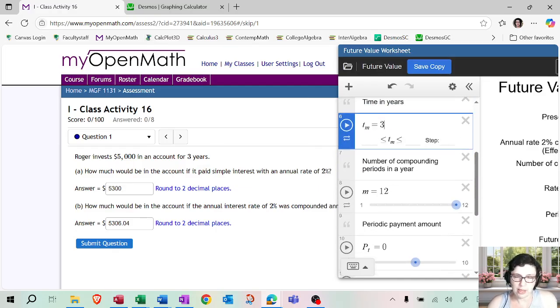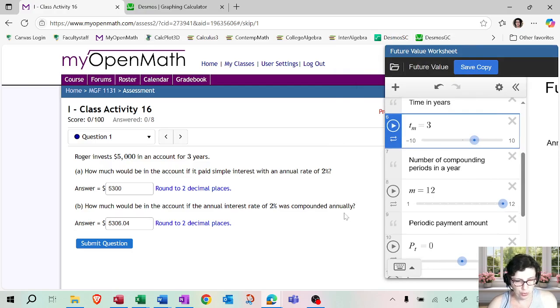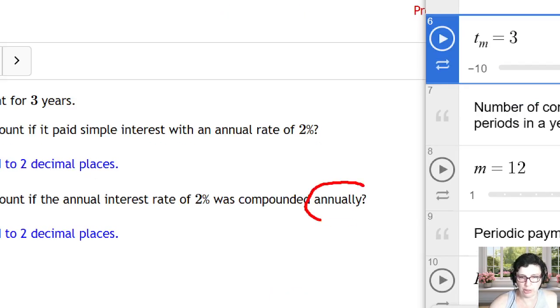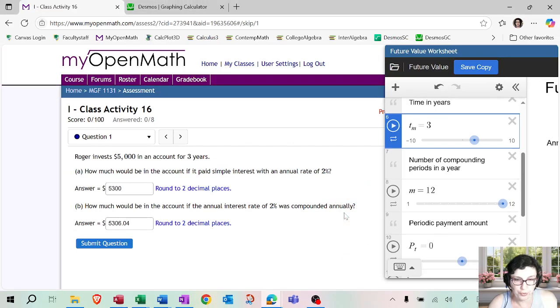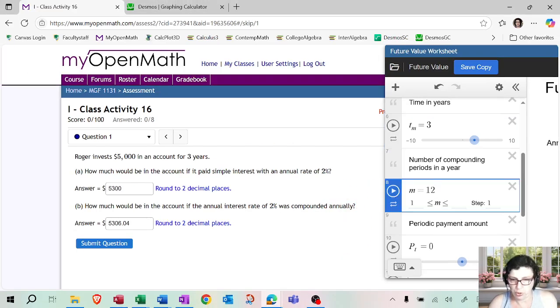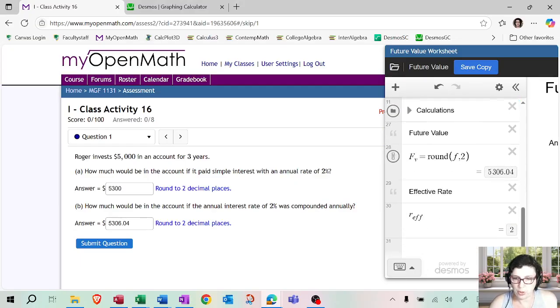Finally, it asks how many times you are compounding in a year. If you are compounding annually, as it says here, you see the word after the word compounding tells you how many. That tells you that the number of times your investment is compounded per year is just 1, because they compound every year. So this value should be 1. Then when you scroll down, it'll tell you the answer right there, 5,306.04.